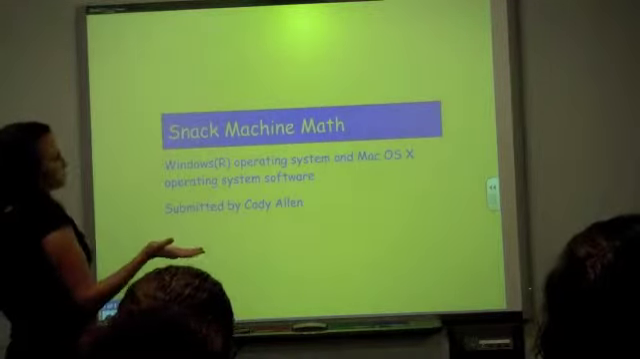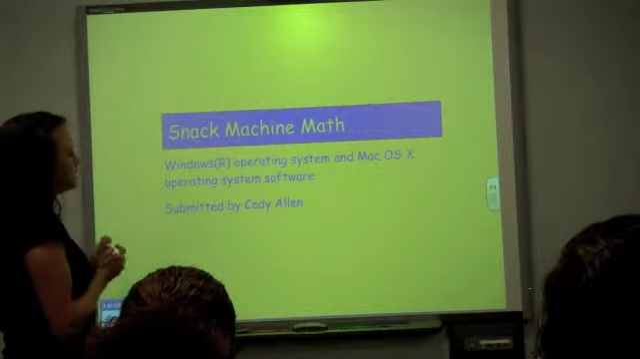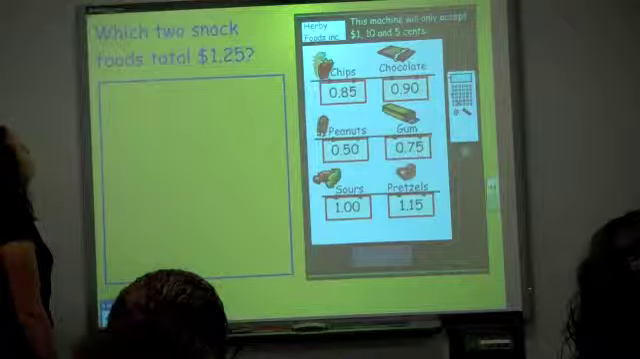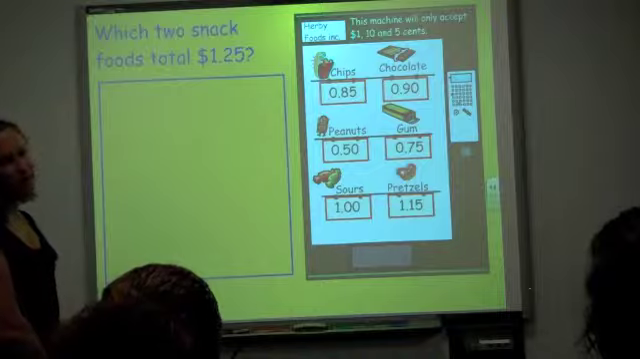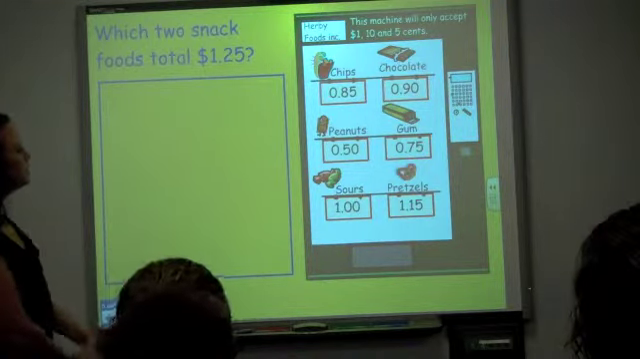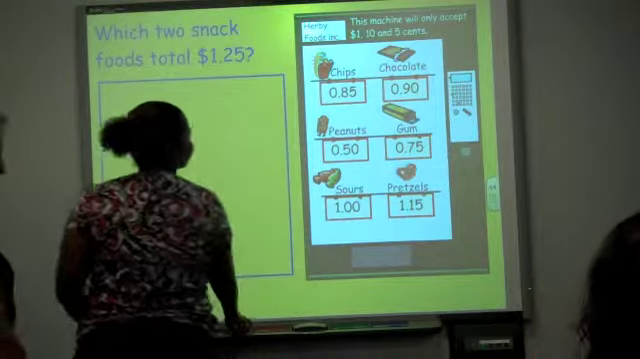And what we're doing is what we call snack machine math, and like I said, it is off of the Teachers Hub website. Okay, Melissa, which two snack foods total $1.25? You're going to have to come up here and do your math up here, and then we'll see which one adds up to $1.25. Let's see.